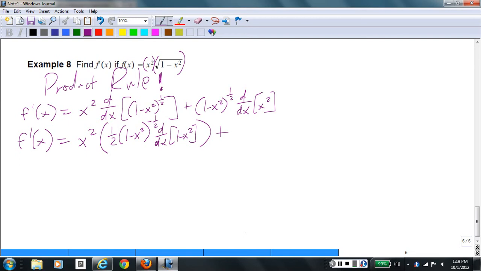Eventually, the next step, that'll be what? Negative 2x that we get down there for that. Plus 1 minus x squared to the 1/2 times 2x. Easy one there. No chain rule necessary.